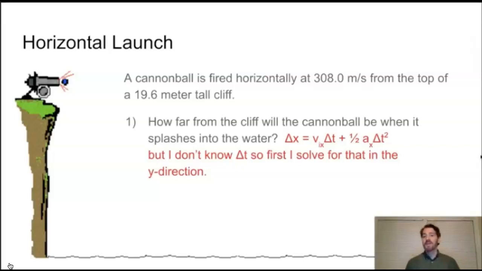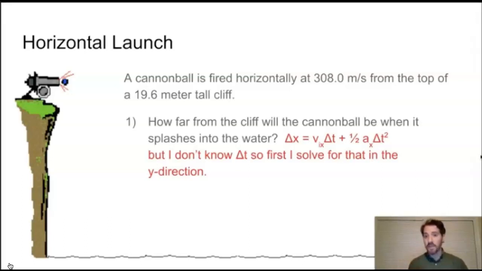The problem is I don't know how many seconds it's going to do that for before it hits the water. So first I need to solve for delta t. I can't solve for delta t in the x direction because I don't know enough information in the x direction. What I need to do for a projectile problem, almost always, is solve for time in either the x or y direction and then use that time that I solved for in the other dimension. No other variable besides time can be moved from the x to the y.